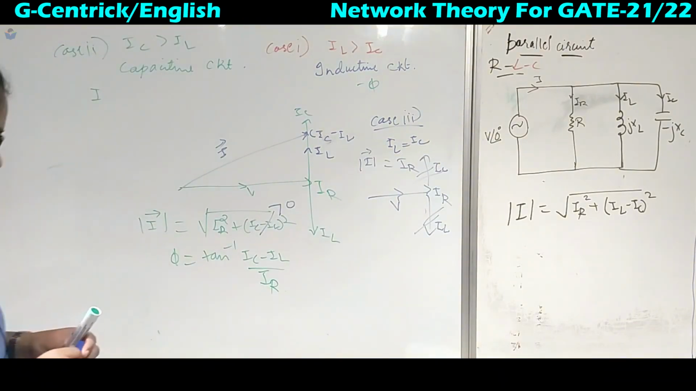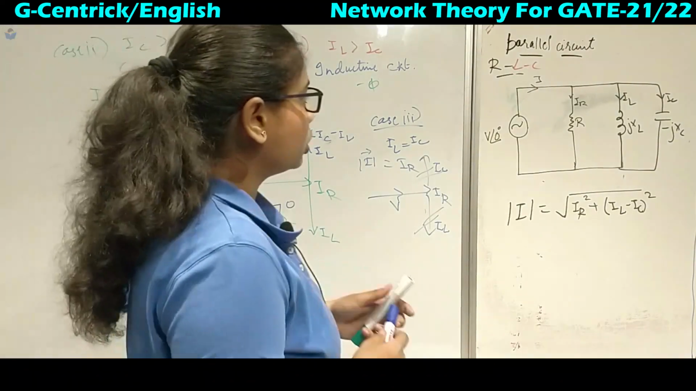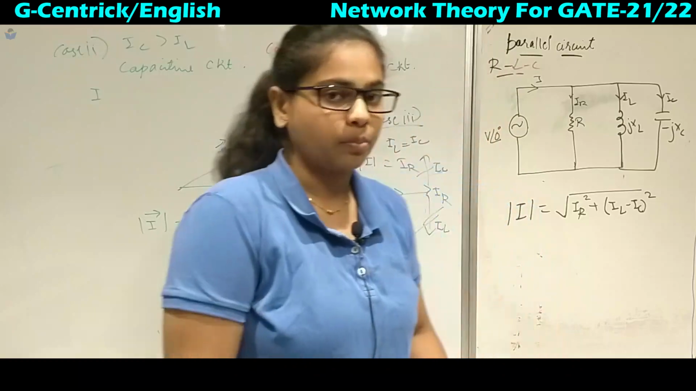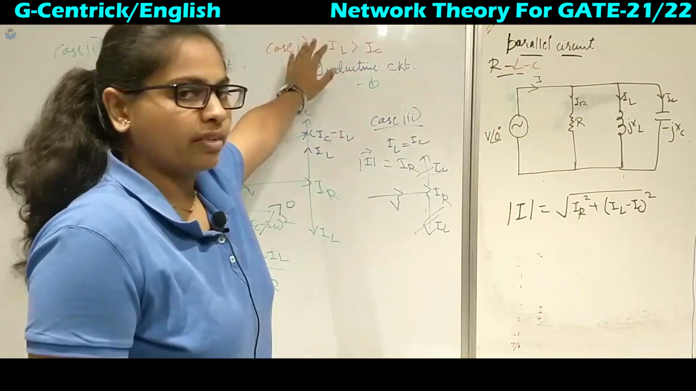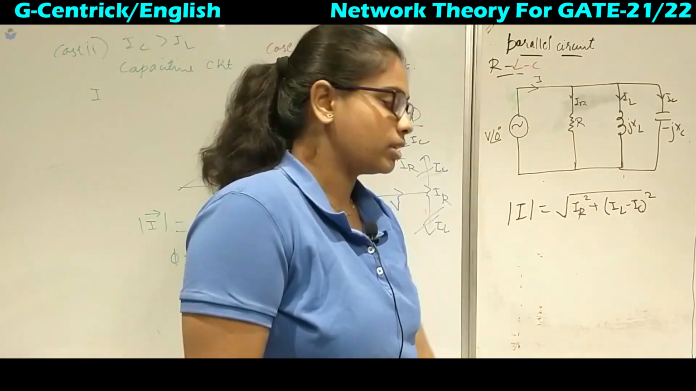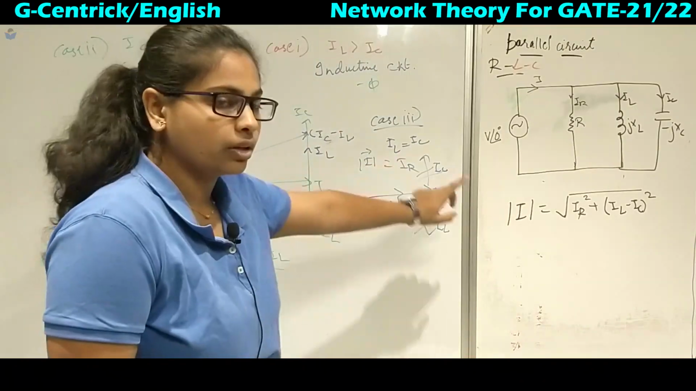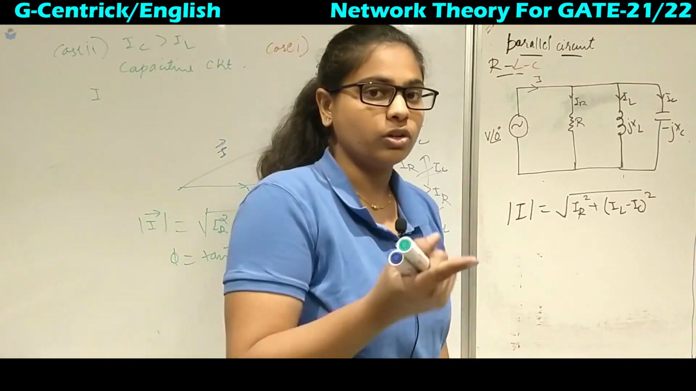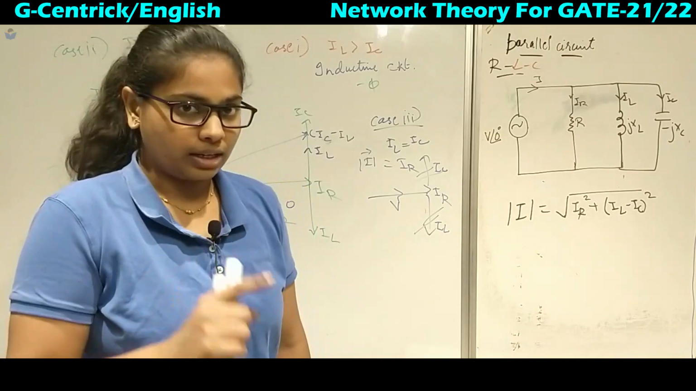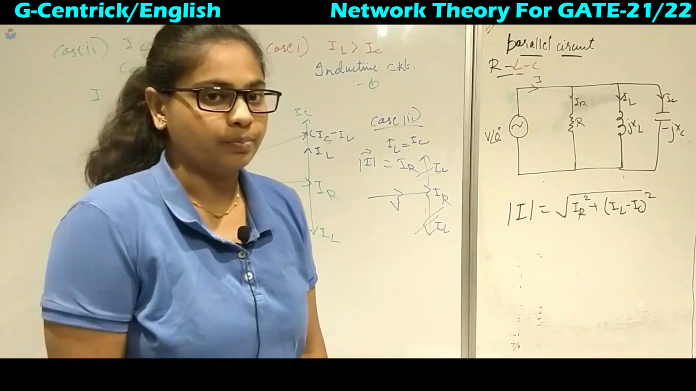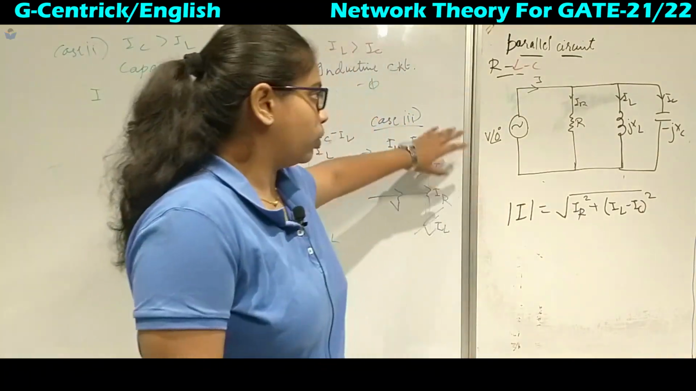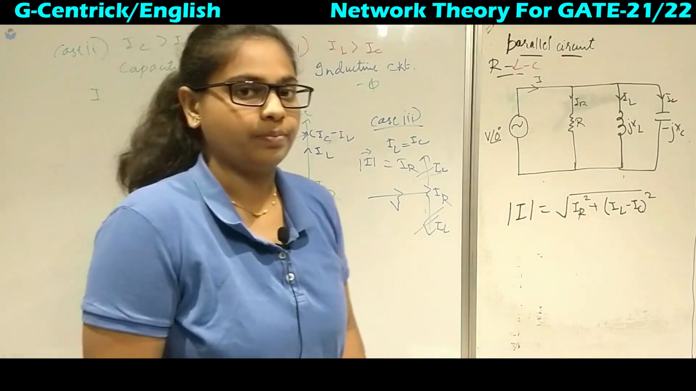Okay, so this is about the RLC parallel circuit. In the next lecture onwards, we will start some problems based on this. The instantaneous power will remain the same, but in case 3 it will become Vrms into Irms because cos phi is cos 0, which is 1. So in the next lecture, we will move on to the problems based on this. Okay, thank you.